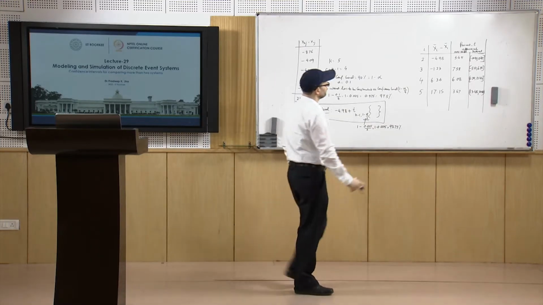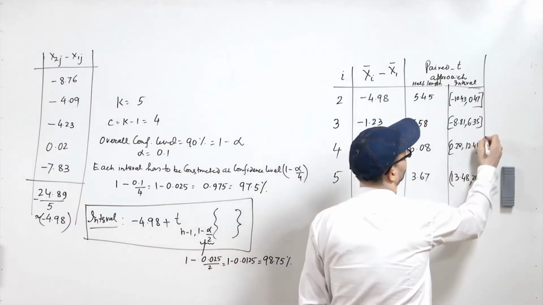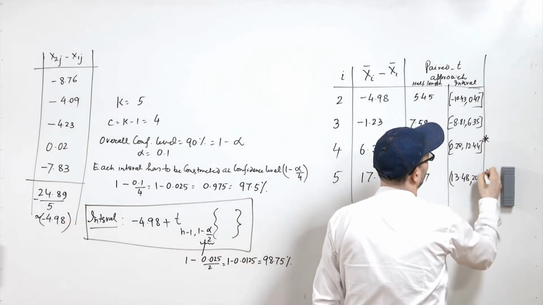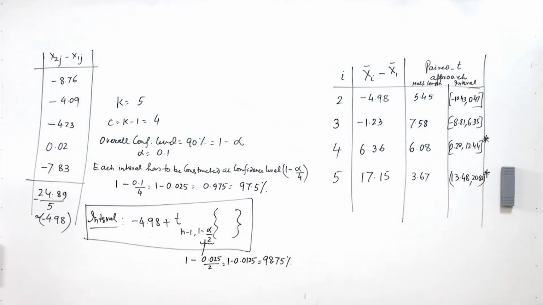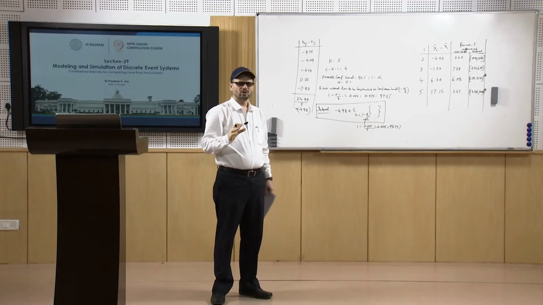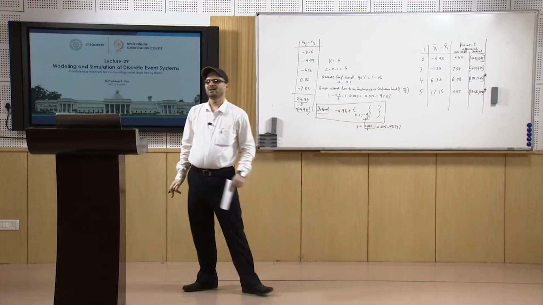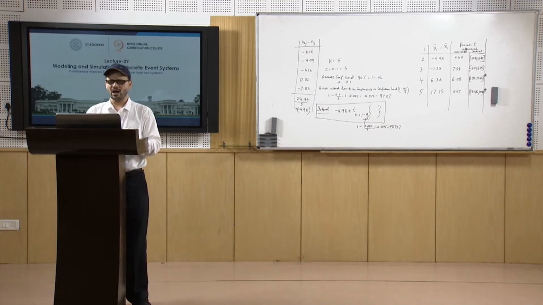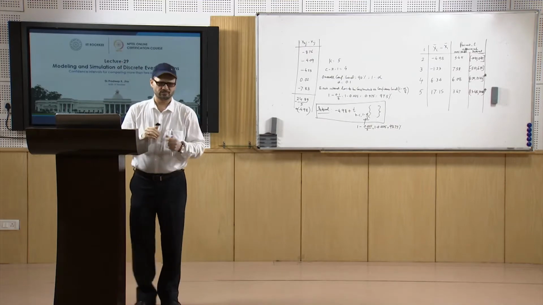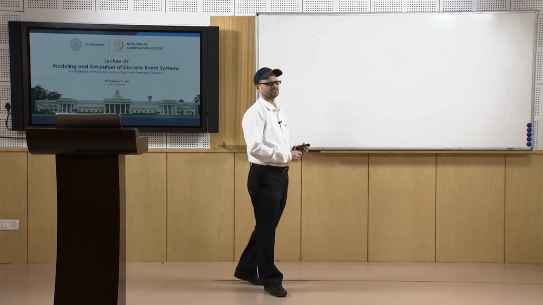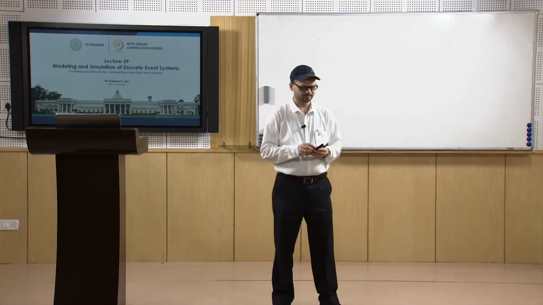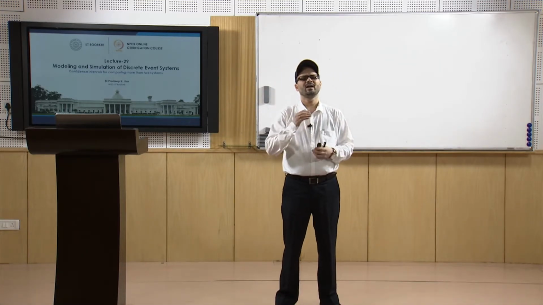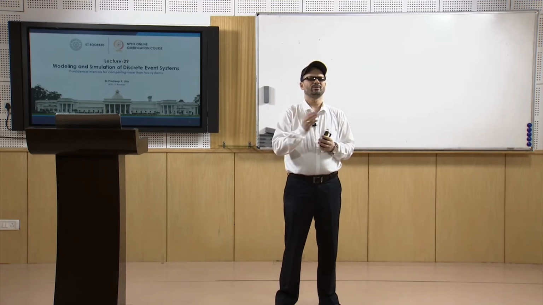Now, in this case you see that for these two systems, the ones marked with an asterisk, these readings do not contain 0. So, we can say that they differ from the standard. So, this is how you compare more than 2 systems. Now, this was the case when we had one standard replication and we compared everything with that.